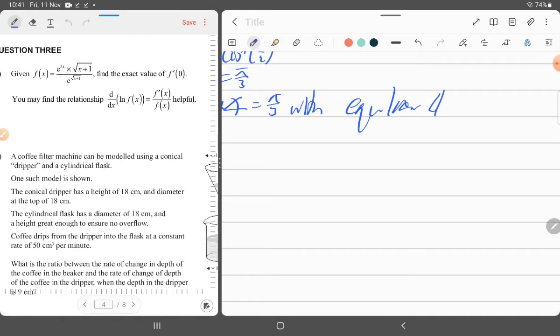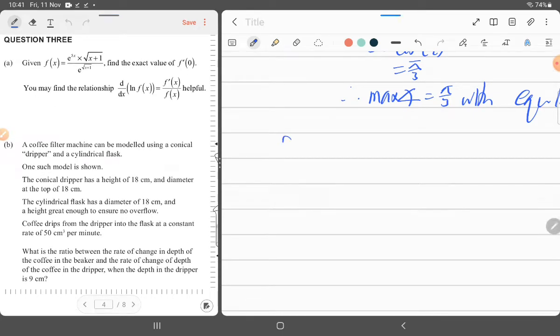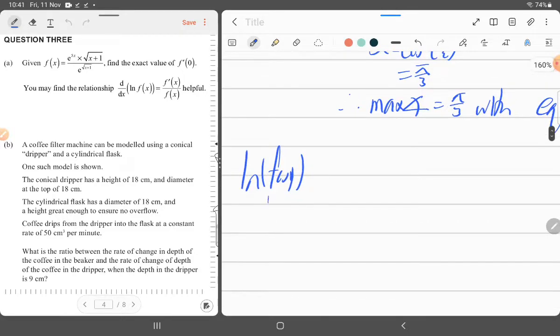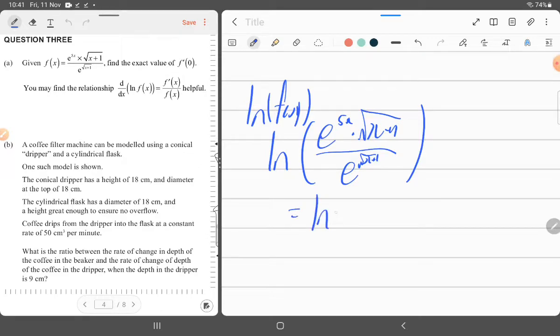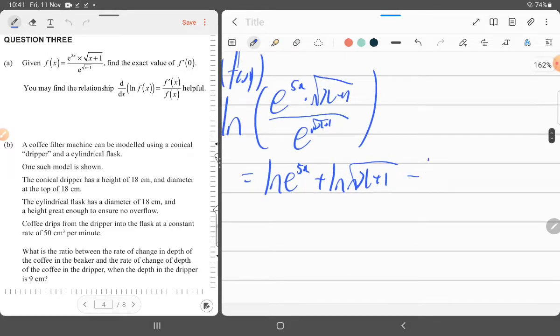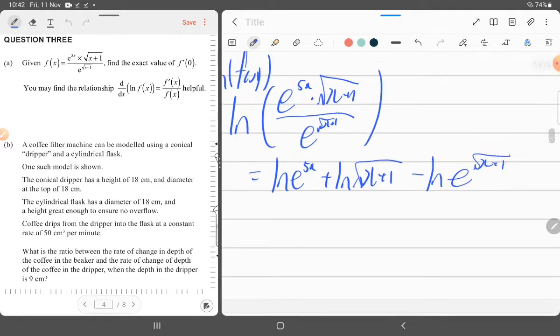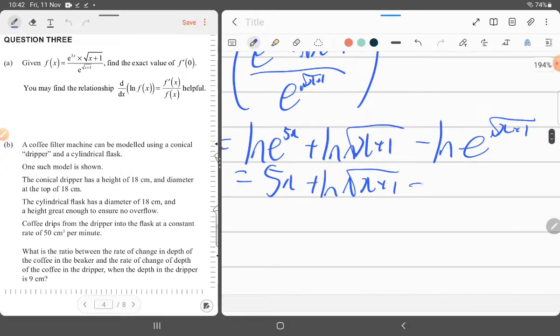That's what I'm guessing. Okay, if f(x) is equal to e to the 5x, times the square root of x plus 1, over e to the square root of x plus 1, find the exact value of f dash 0. Let's take natural log of f(x). So natural log of e to the 5x times the square root of x plus 1, over e to the square root of x plus 1, which is equal to natural log of e to the 5x plus natural log of the square root of x plus 1, take away natural log of e to the square root of x plus 1, which is equal to 5x plus natural log of square root of x plus 1 minus square root of x plus 1.